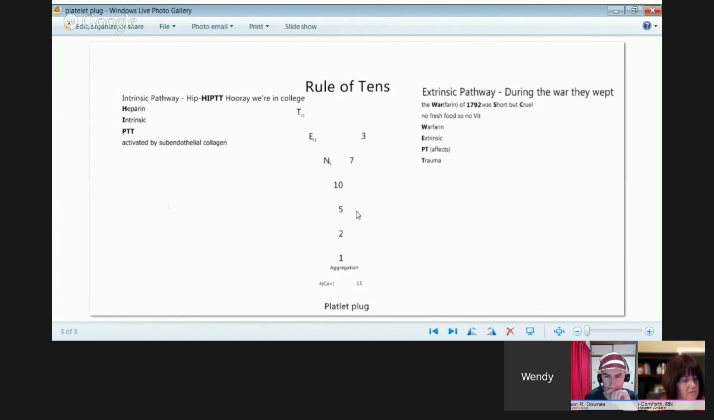Heparin affects 10 and 2. I apologize, that's what 10 and 2 is. Heparin affects 10 and 2. So heparin actually activates antithrombin, and antithrombin then decreases the action of active 10 and 2.